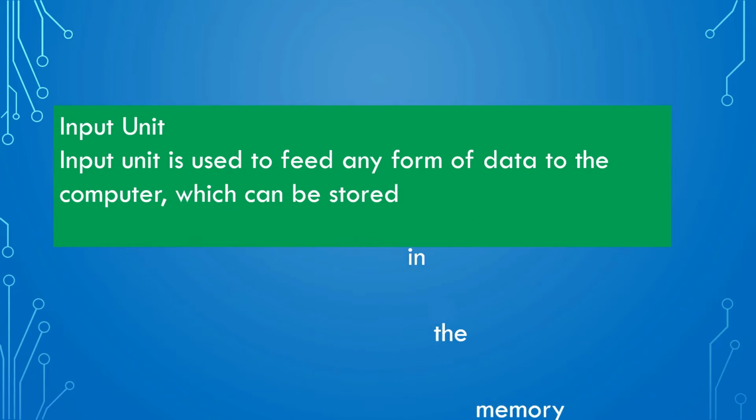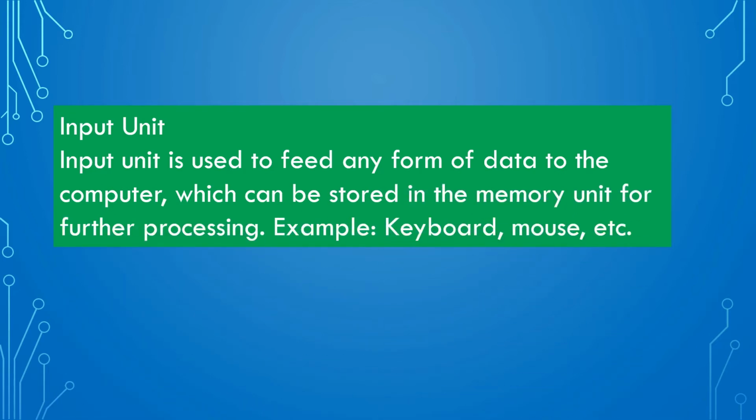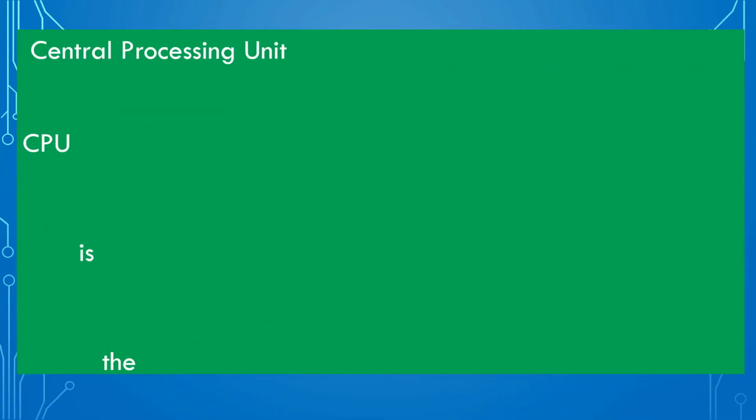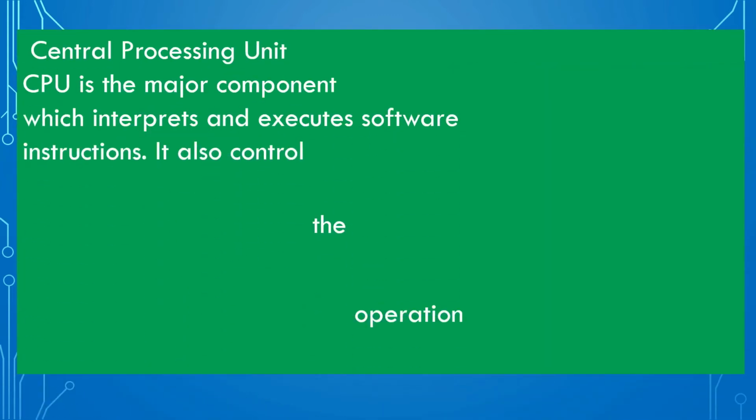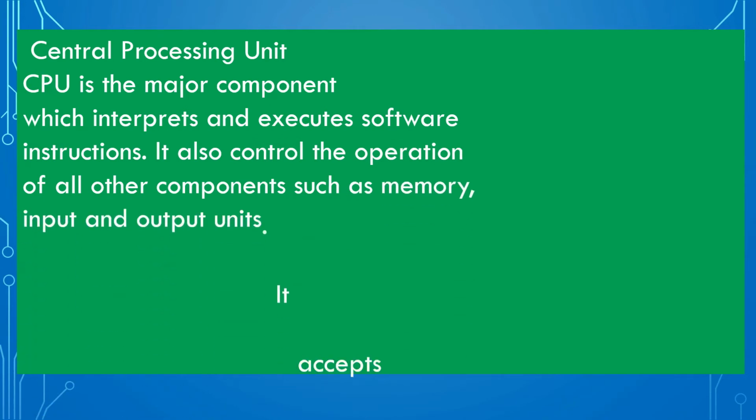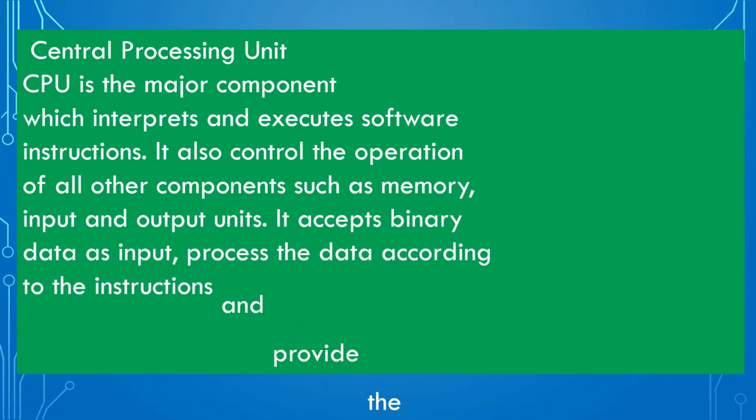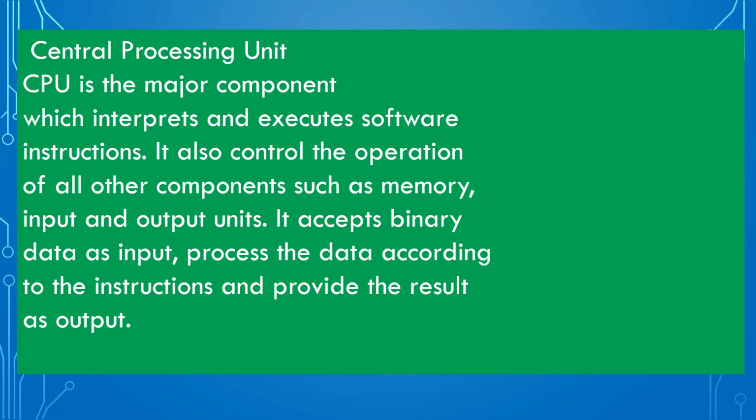What is the input unit? The input unit is used to send data to a computer. It can be stored in the memory unit for further processing. For example, we provide input to the computer through keyboard or mouse. After we provide input, the information goes to the central processing unit. One thing we have to understand: the computer does not understand human language, so we have to provide input through codings, that is binary 0 or 1.